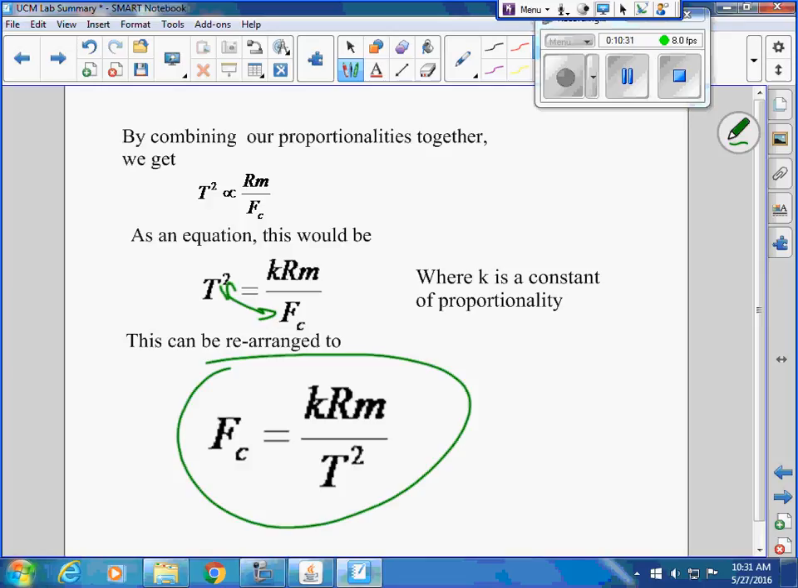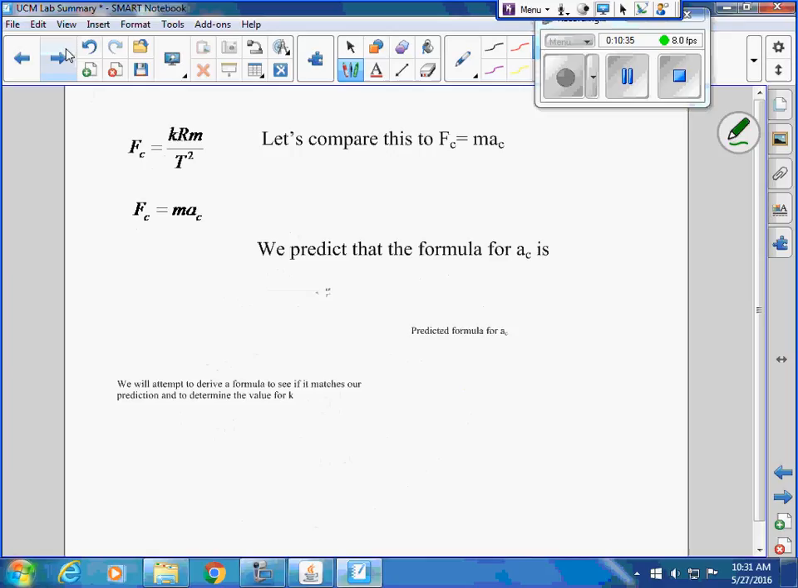To come up with some k value. Is there some other mathematical way we can do it? And the answer is, you betcha. That's what we're going to do in the next slide. I sort of got ahead of myself there. Okay, so Fc is equal to k r m over T squared.